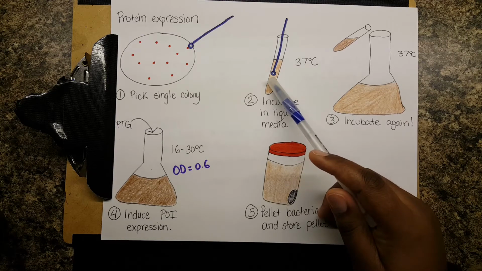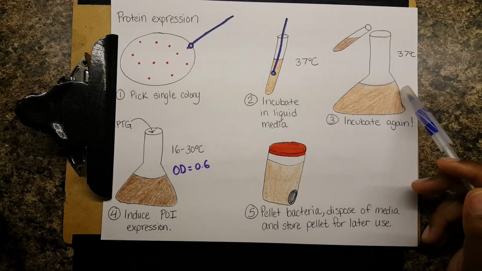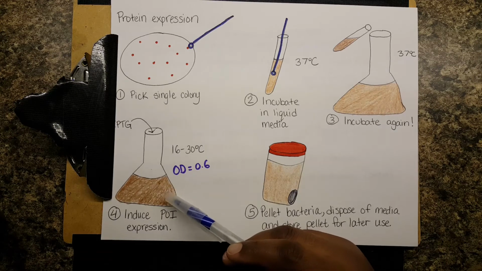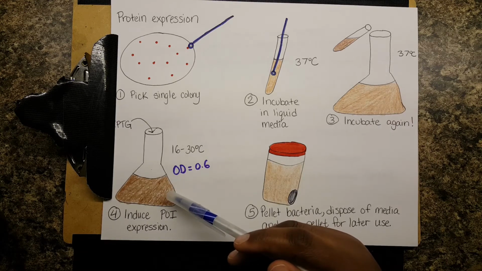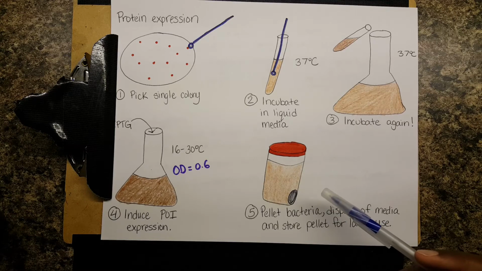You use the bacteria from this first inoculation to inoculate a larger volume, and you grow that until you have enough bacteria to induce. You reduce your temperature, you induce with whatever molecule, usually IPTG, but there are lots of others, and you will express anywhere from 4 to 18 hours. After that, you pellet the bacteria and dispose of the media, store the pellet for later use.